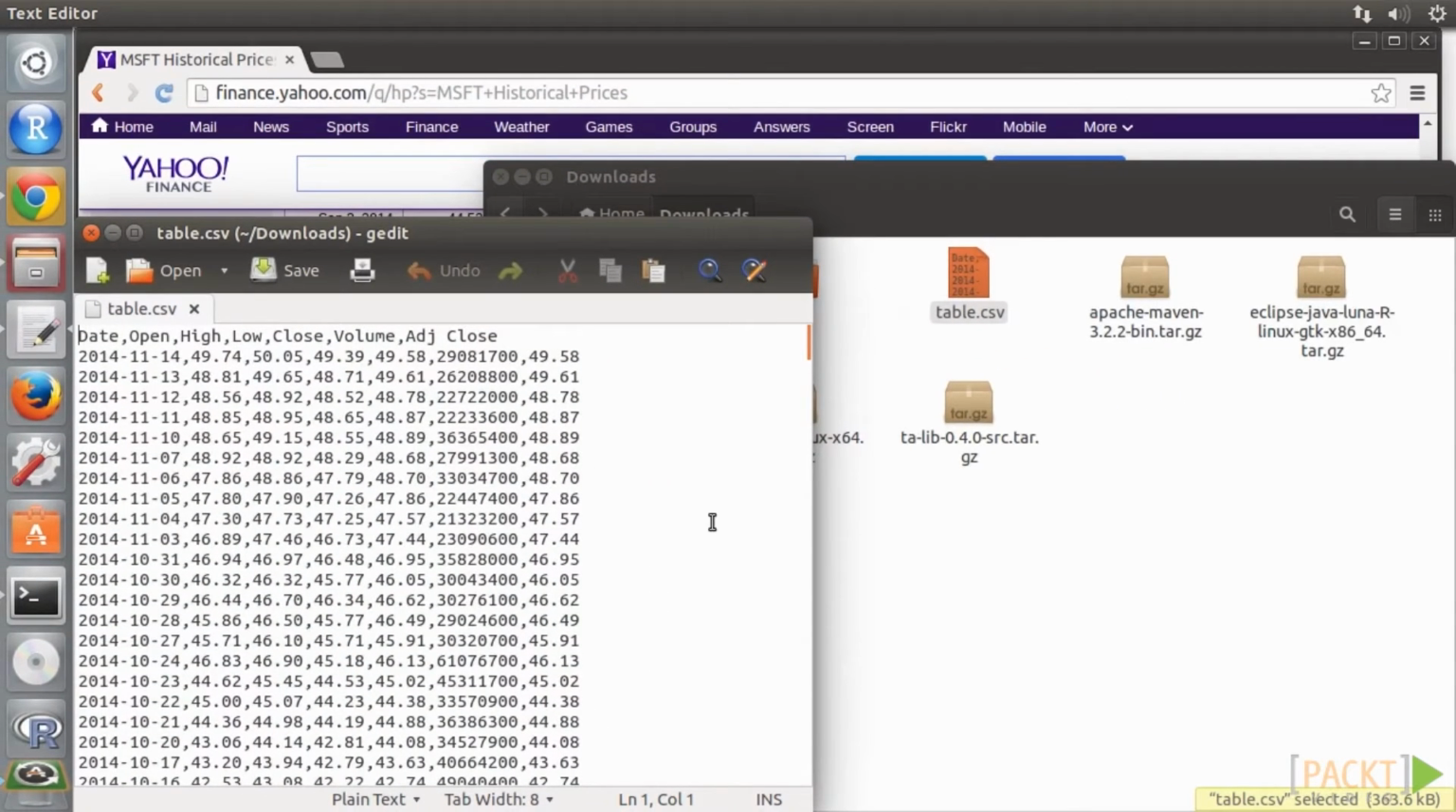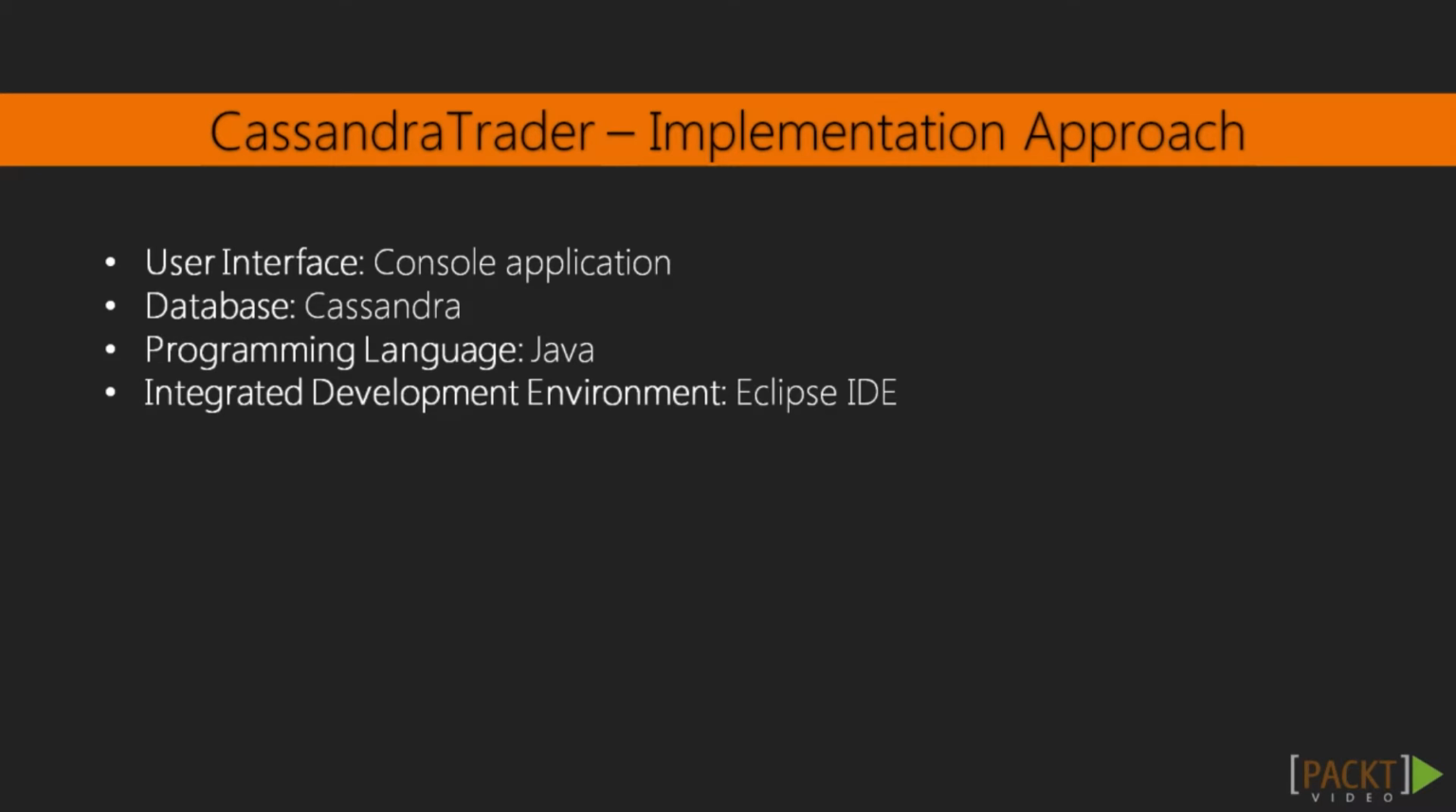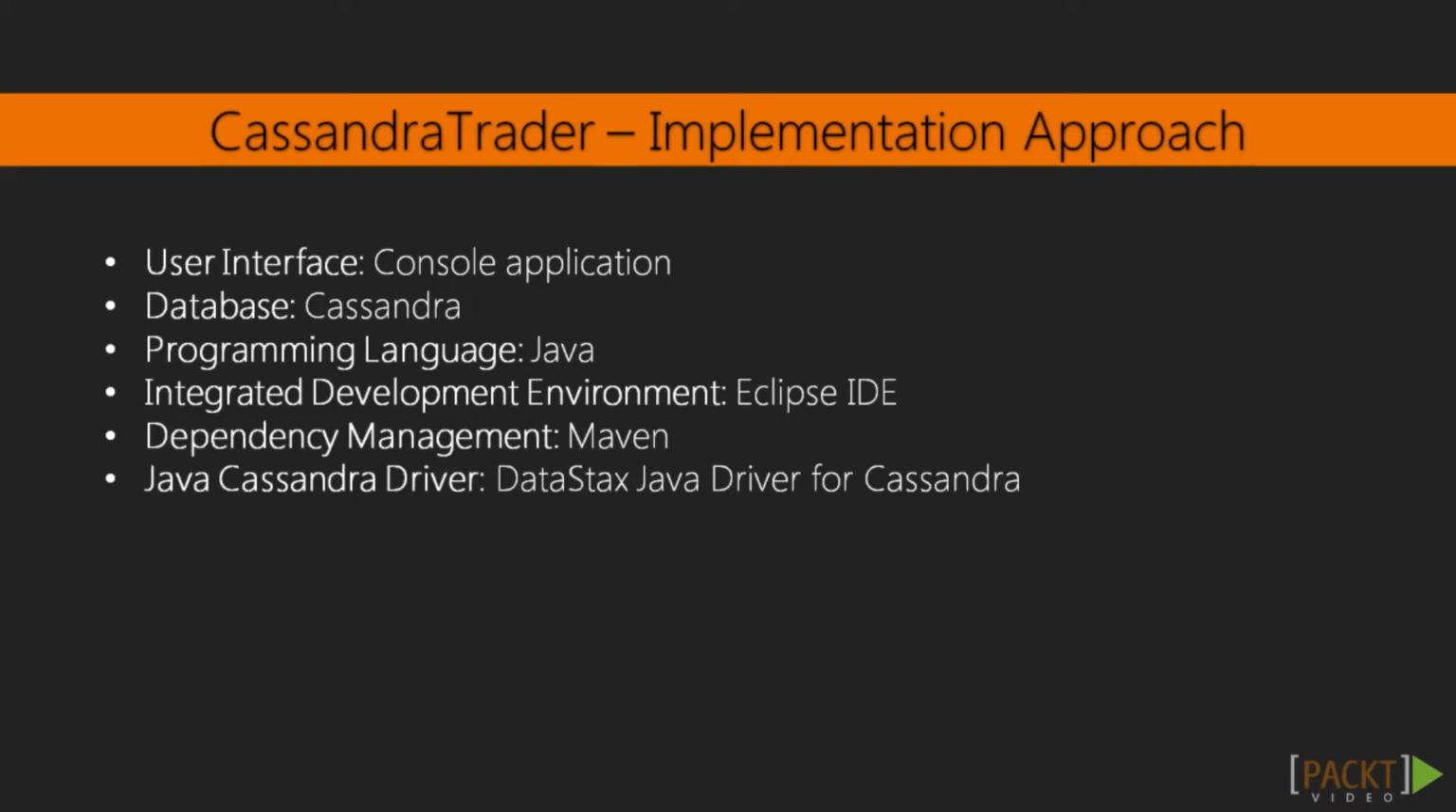Let's think about how to develop Cassandra Trader. We'll make it a console application. Of course, the historical data will be stored in a Cassandra database. The programming language is Java, so we'll use Eclipse IDE to manage the project. For Java package dependency environment, we'll use Apache Maven. And we'll use a Java driver for Cassandra from DataStax to access Cassandra objects in the Java programs.